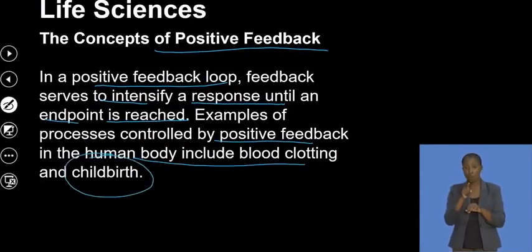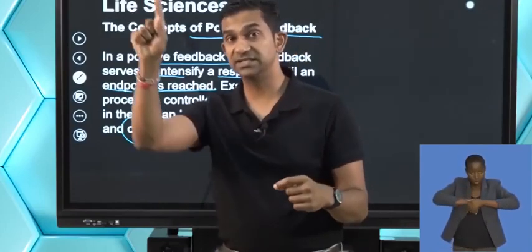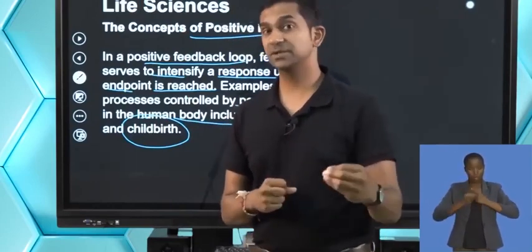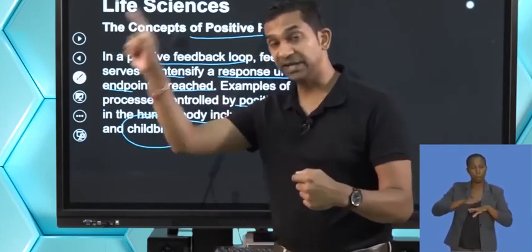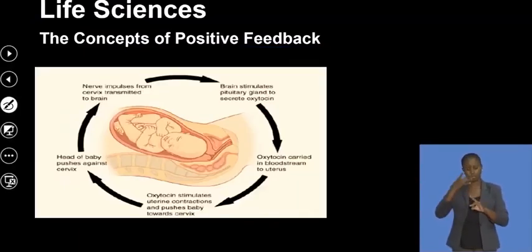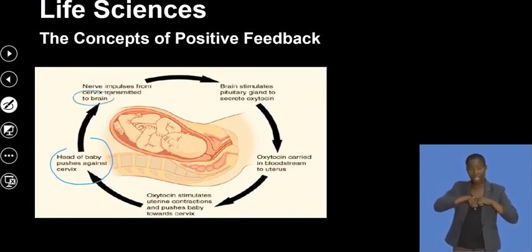So during the process of childbirth, we have hormones that are produced, and those hormones will increase, which would assist the mother during the process of childbirth. So there's a positive stimulation, increasing the effect of a certain hormone to bring about a change. So let's unpack that process in this illustration. When the head of the baby pushes against the cervix, a nerve impulse is sent to the brain. So that's the process when the baby's head pushes against the cervix. It sends impulses to the brain.